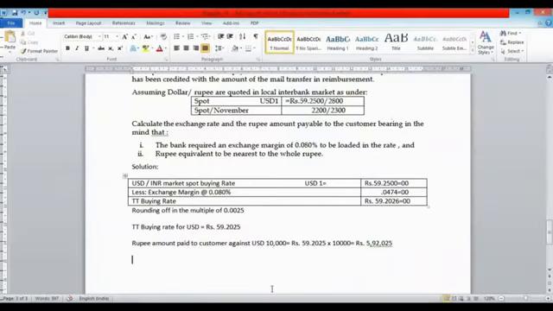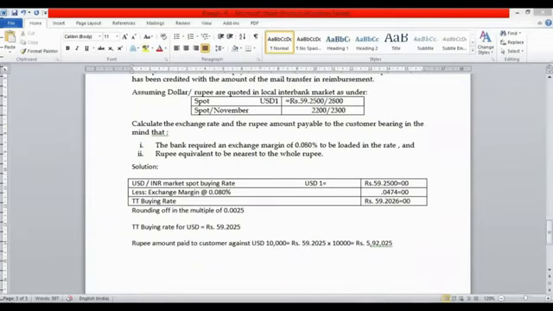Now another discussion that I take up will be bill buying. As I said earlier also, when the bank is buying a bill, it can be a foreign bill, it can be a letter of credit. That means the bank is not doing the cash handling.